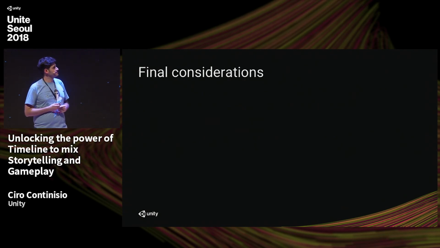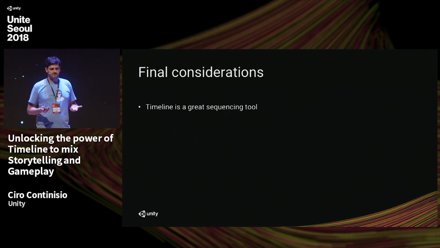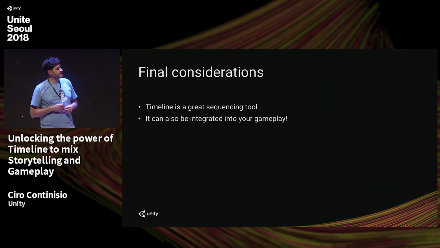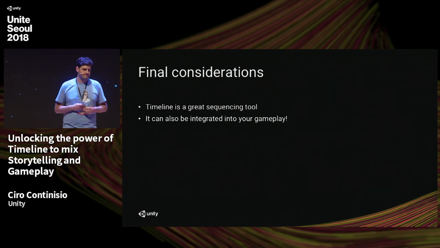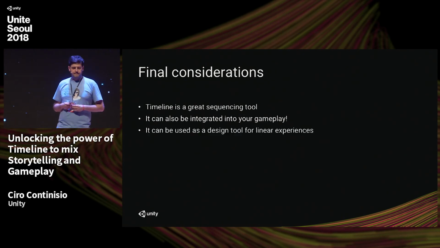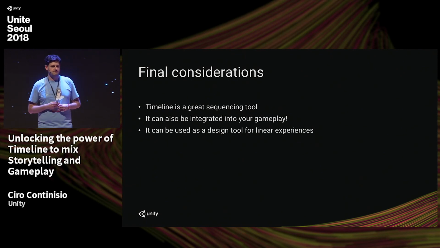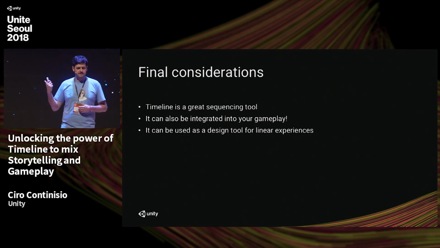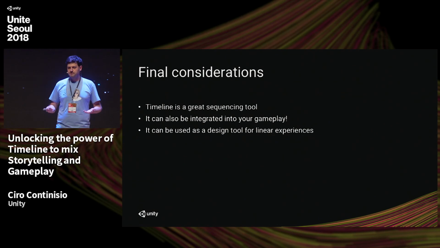So, final considerations. Timeline is a great sequencing tool for making short movies, for making long movies. So sequencing animation, sound, and classic things. But it can also be integrated very well into your gameplay, which for me is the biggest advantage if you're working in Unity. And it can be used as a design tool, not for every kind of game, but for linear experiences. So a bullet hell shooter or a rhythm game, you can use timeline to design your songs. All the games that have kind of a linear flow.